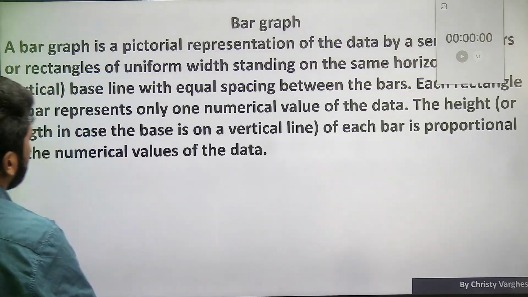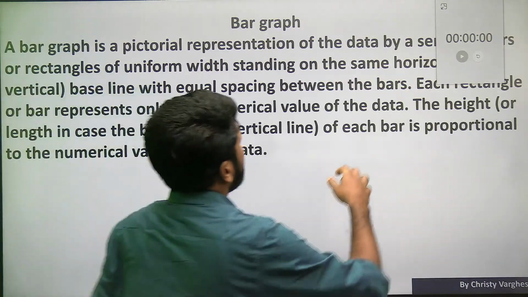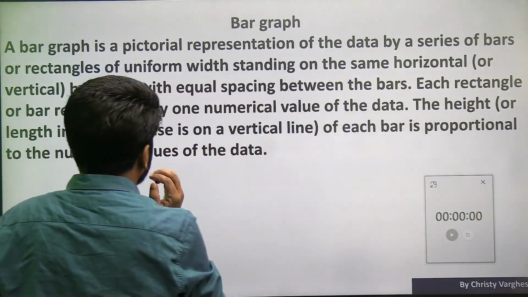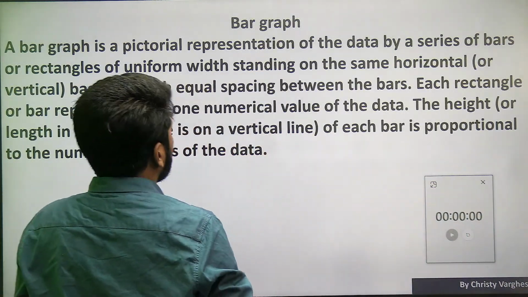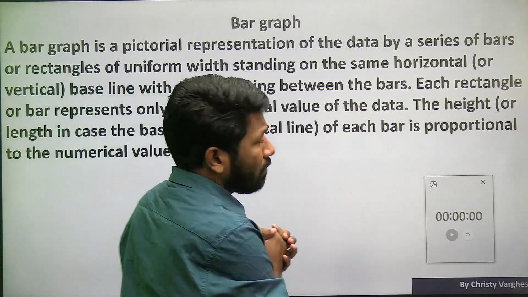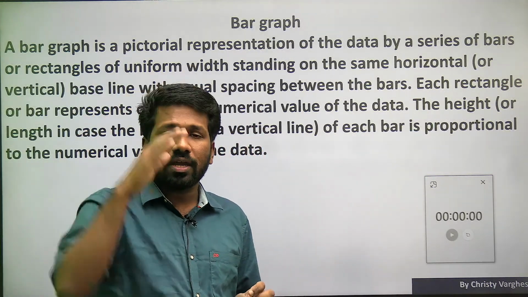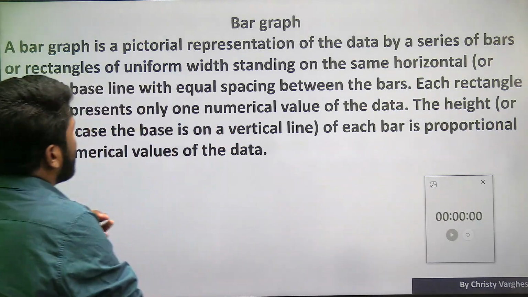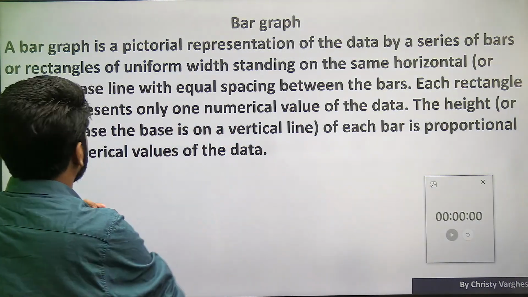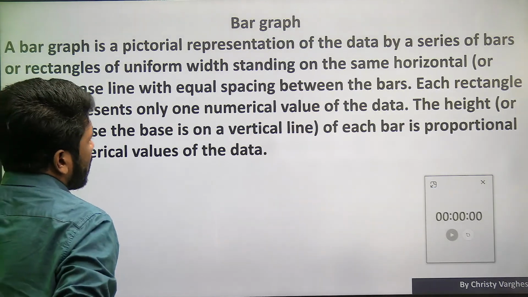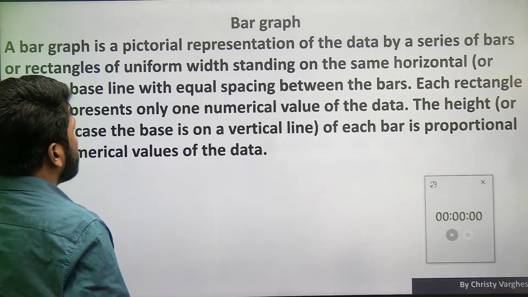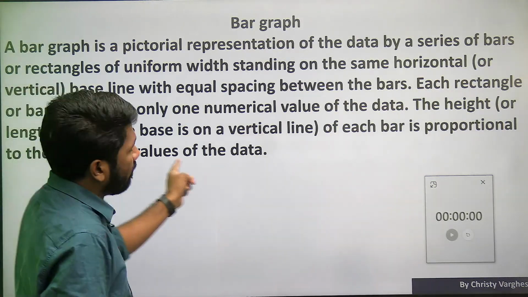All of you know. It's a pictorial representation of the data by a series of bars or rectangles of uniform width standing on the same horizontal or vertical baseline. It can be horizontal also, it can be vertical also. Both are possible. With equal spacing between the bars, each rectangle or bar represents only one numerical value of the data. The height of each bar is proportional to the numerical values of the data.